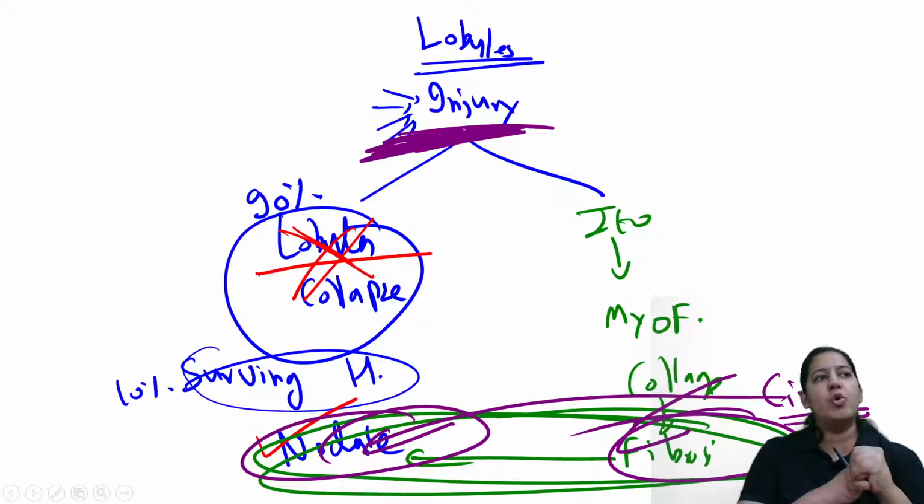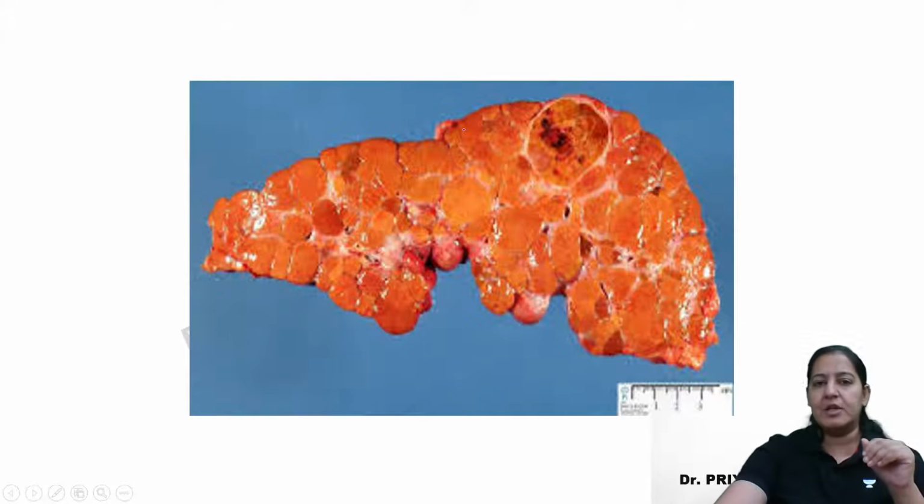Give me a thumbs up. Give me a thumbs up. Have you got it? The pathogenesis. Once again, I taught you. Shall I proceed ahead? Give me a thumbs up.